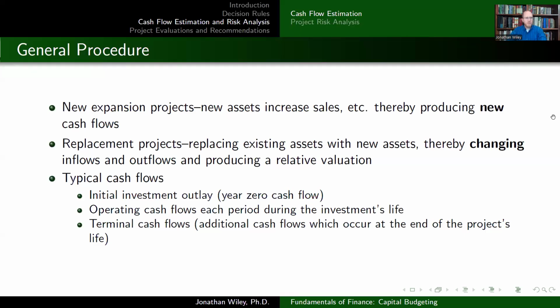All right, so in this video I'm going to talk a little bit about the general procedure associated with estimating the cash flows for a capital budgeting project. When estimating the cash flows for a capital budgeting project, we have a couple different categories here.